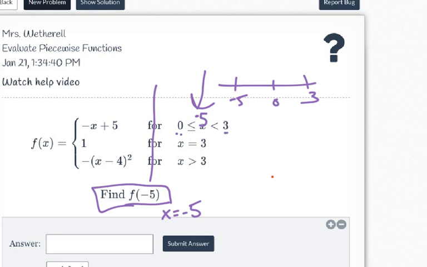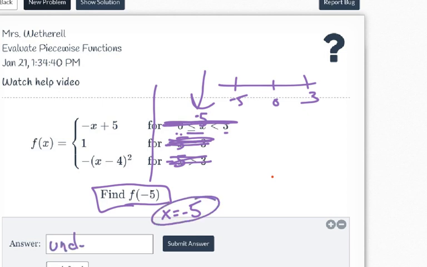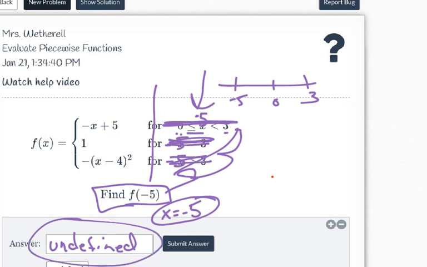Is 0 less than negative 5 or equal to negative 5? No, negative 5 is smaller. Is negative 5 equal to 3? No. Is negative 5 greater than 3? No. So now no conditions are met, so that's when I would use undefined. If I can't figure out where this plugs in to one of these conditions, then my answer is undefined.